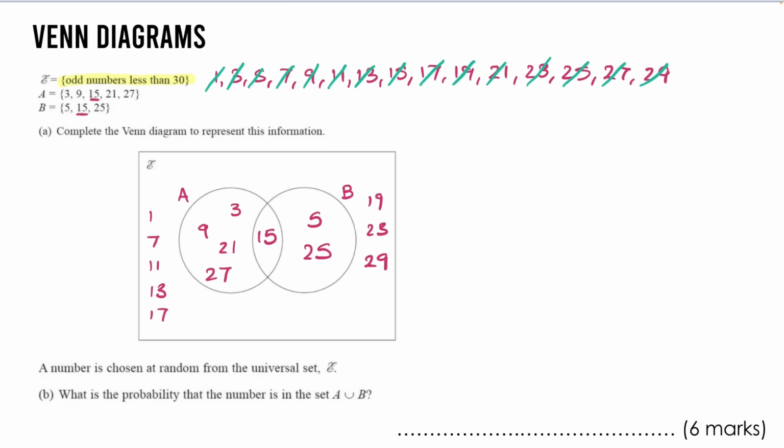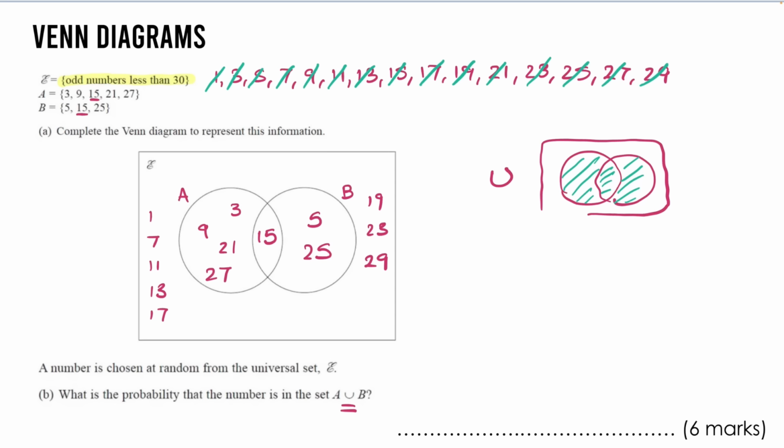It now asks us in this particular question that one of the numbers is chosen. What's the probability that it's in set A, U, B? Now the U stands for the union. So when looking at the union, we are looking, in terms of the circles, everything that is within the circles, including the intersection there in the middle. We are just not looking at any numbers on the outside of those circles.